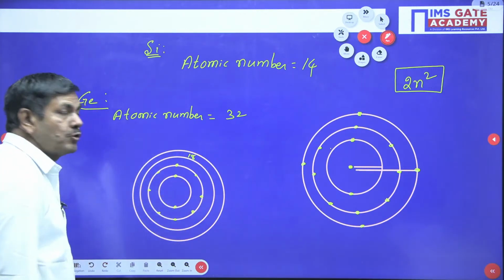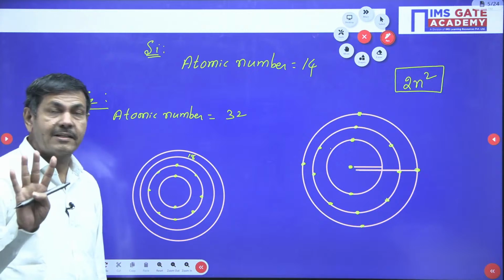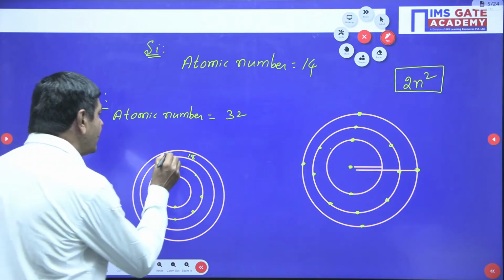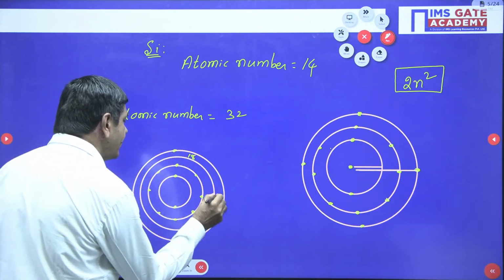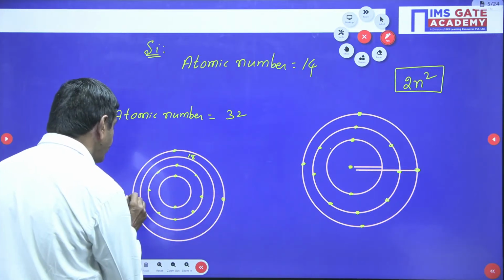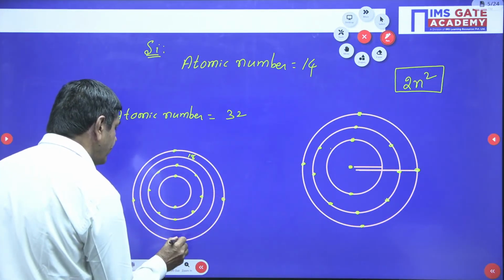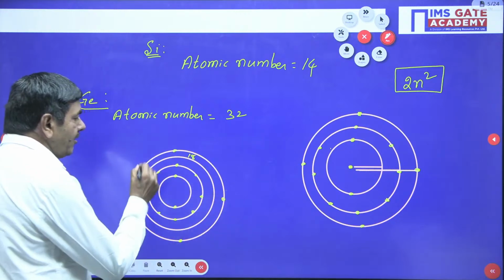28 means 32 minus 28, only 4 electrons are still left. Those 4 electrons will occupy the last orbit, the 4th orbit. These are all the valence electrons, so you know.